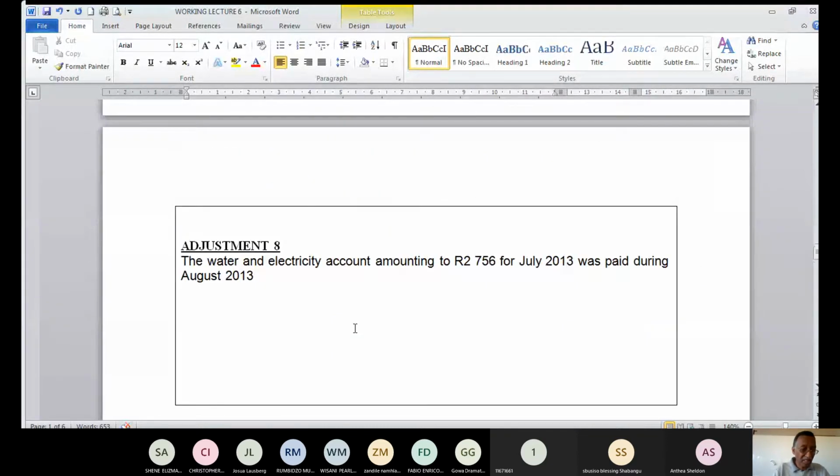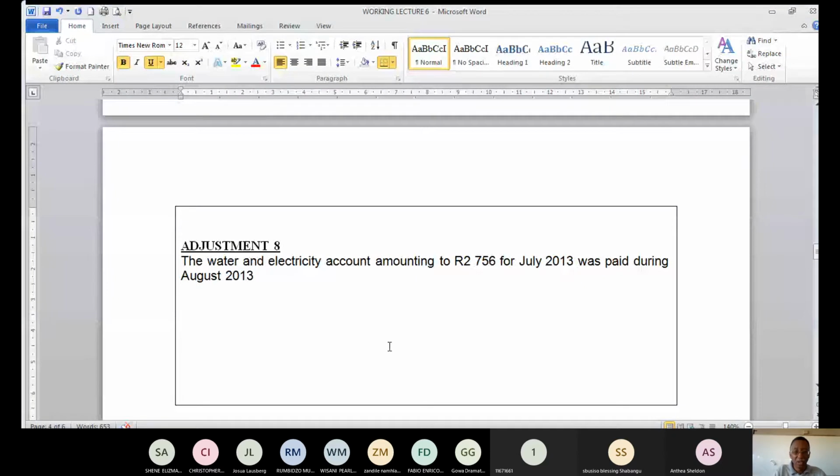The last adjustment is adjustment number 8. Adjustment number 8, the water and electricity account for July was paid during August. So there is an expense of the current financial year that we did not pay during this financial year. If there is an expense that you didn't pay in this year, you still owe it, that is called accrued expenses. So in adjustment number 8, we are dealing with the account called accrued expenses.